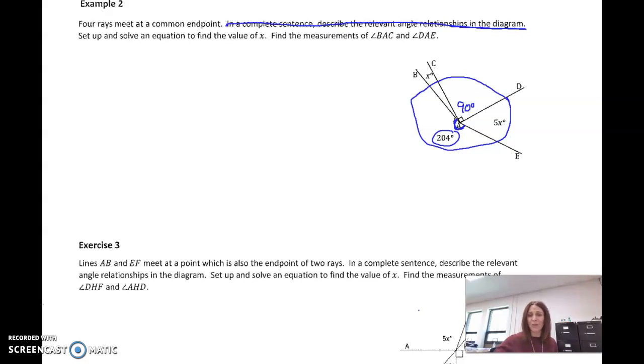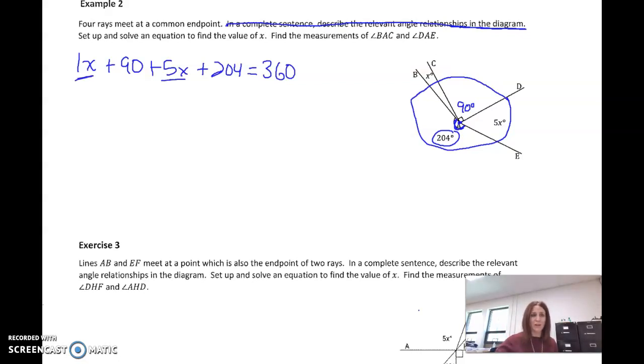So I'm going to add them all up. I'm going to start here with the x. So I'm going to have 1x plus 90 plus 5x plus 204. That's angles around a point, this point right here. And that takes me back to the start, which means that's 360 degrees, angles around a point, going all the way around. Now I'm going to simplify and solve.